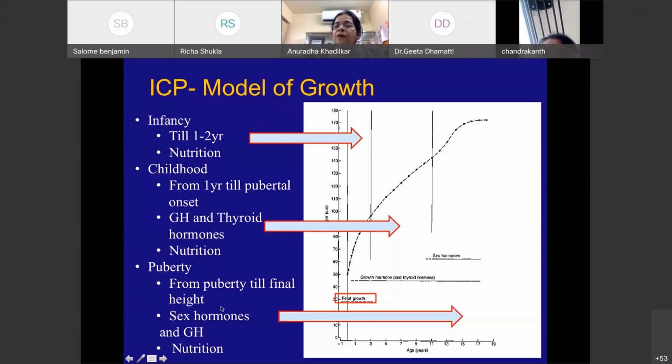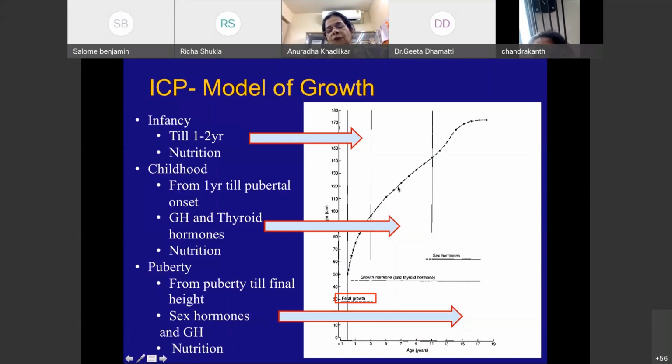And then if you look at puberty, if you look at this part of the growth spurt, this is the second rapid growth spurt in a child's life. So at that time, children grow anywhere between 10 to 15 centimeters in a year. And at that time, the sex hormones are also very important, which is the estrogen in girls and the testosterone or androgen in boys. So that is the reason why even after 5 years, you need to keep monitoring growth.